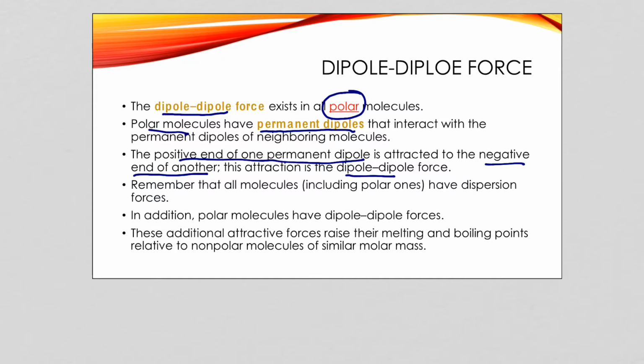Now, one thing we don't want to forget is that just because we have dipole-dipole doesn't mean we don't have dispersion forces, right? The dispersion forces are always there. But when we talk about molecules, we tend to only talk about the strongest type of intermolecular forces. And since these dipole-dipole forces are going to be stronger than dispersion forces in the same molecule because they're permanent, right? They don't come and go, then we tend to focus on those.